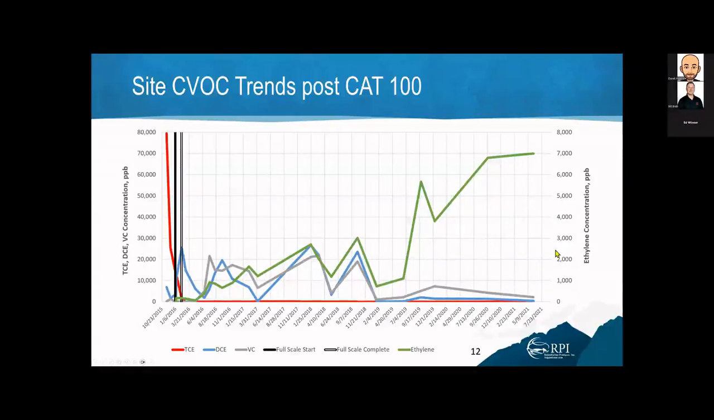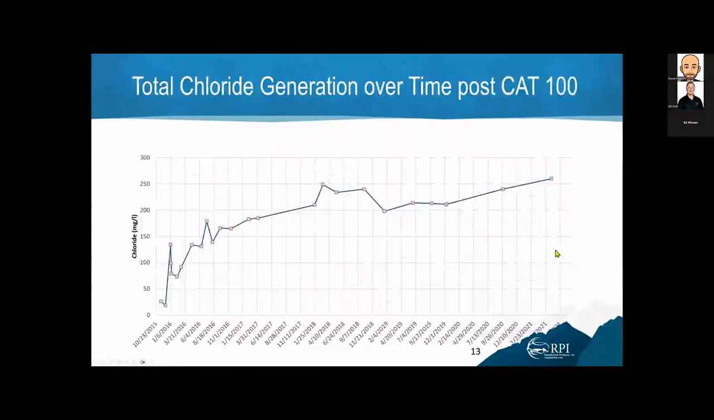So the daughters from degradation start jumping around, but ethylene climbs more consistently up. And this is kind of the classic pattern. Some sites you won't see as much variability, but this is a pretty high concentration site, as you can see. Total chloride generation is also consistent over time.